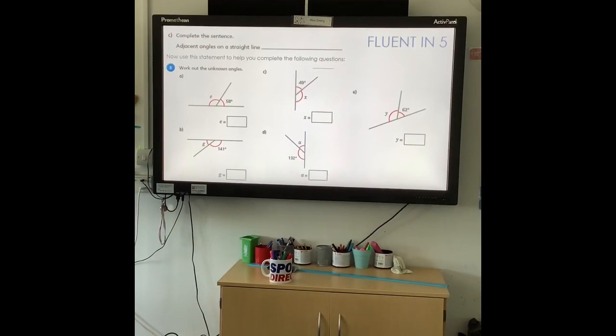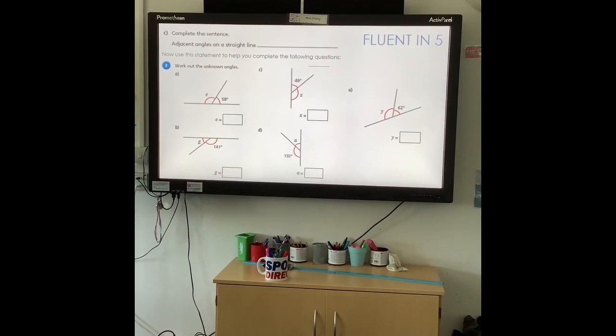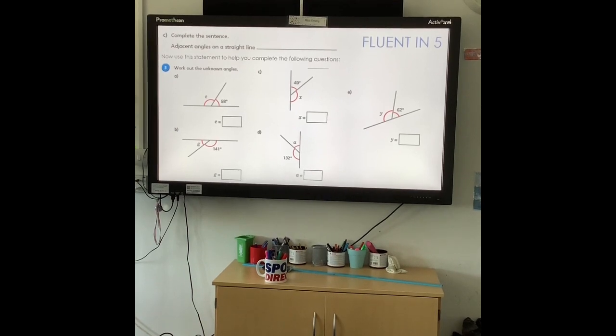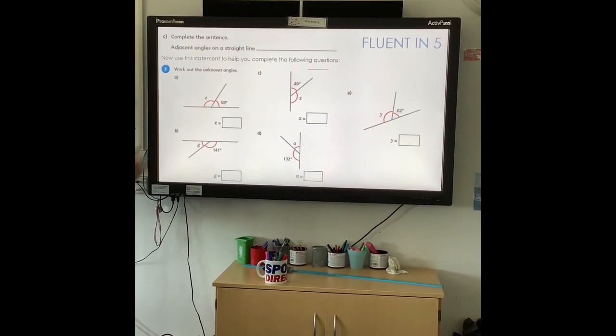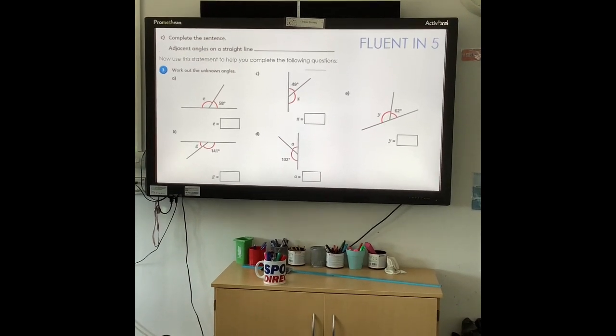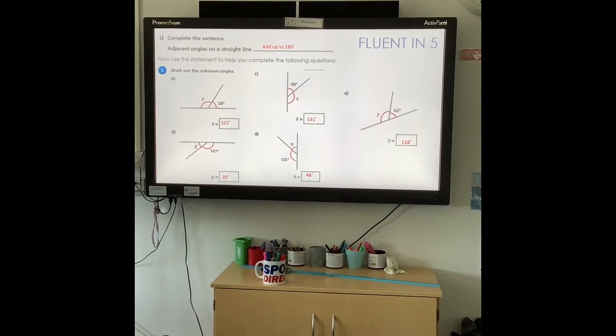So you're fluent in 5 for today. It says at the top, to complete the sentence, adjacent angles on a straight line. See if you can complete it. Then have a go at working out what all of the missing angles may be. Pause the video and good luck. Okay, so hopefully you had a go. So we're going to go through the answers.